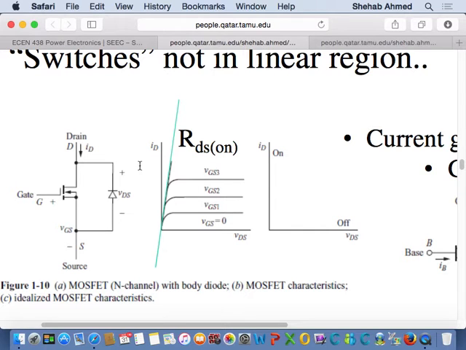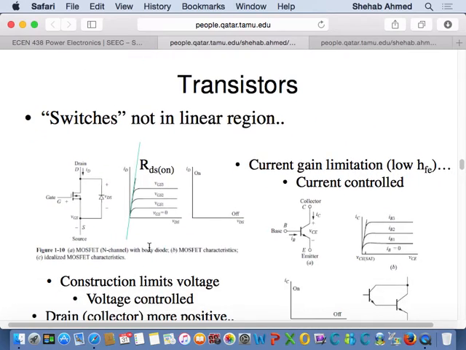Okay, so that's why if you put a reverse voltage across here, if you flip the polarity of VDS, this will conduct current through the diode. Right? A MOSFET will conduct current through the diode. So you can use a MOSFET as a diode if you want, but a very poor diode. You can buy a MOSFET and do that if you want.